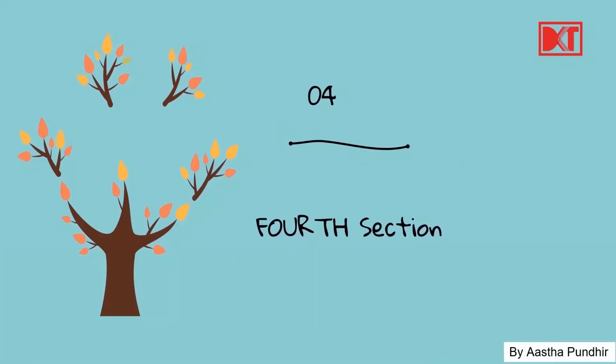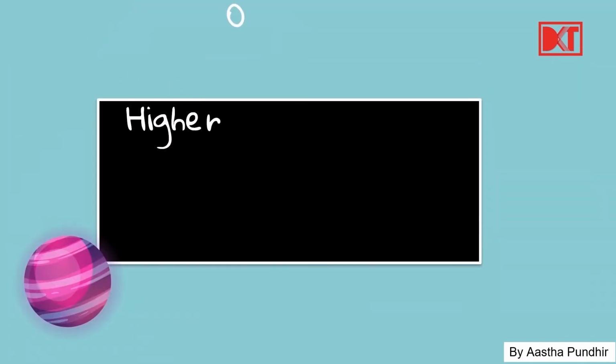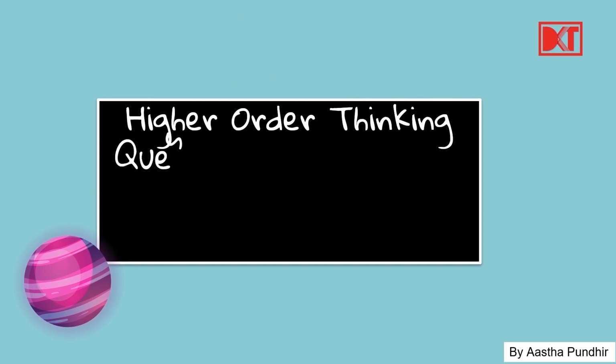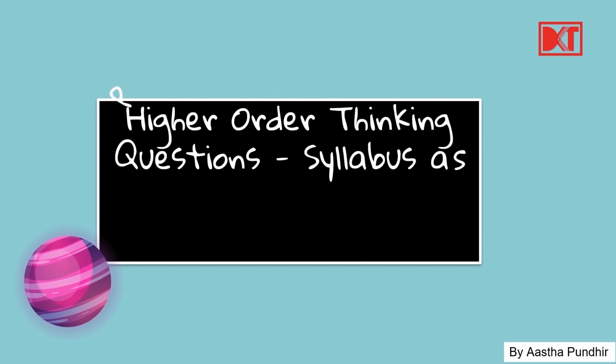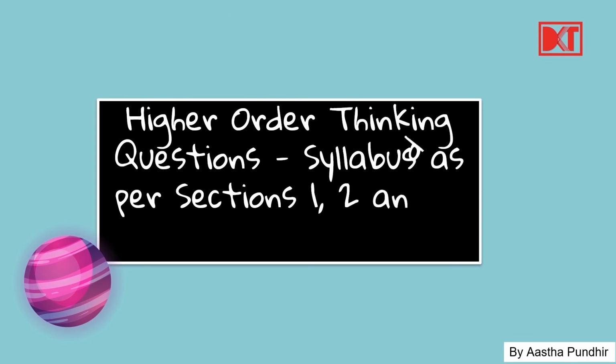Last section is the fourth section. This is the achiever section. Let's see what will be in it. Okay, so this is our last section. In here we are going to have high order thinking skill questions, HOTS we call them.